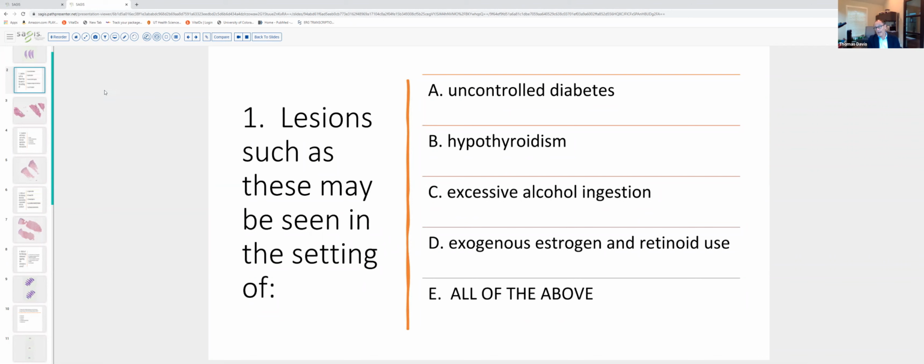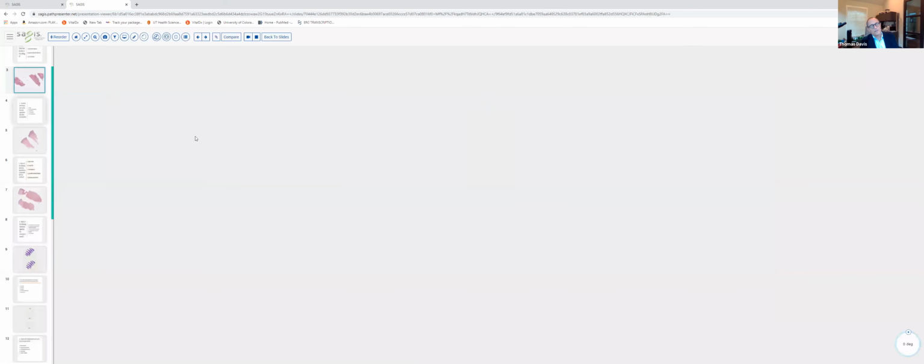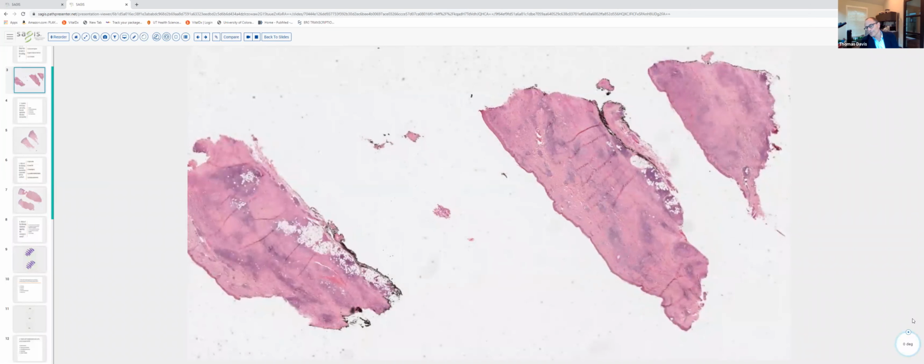Another question they could ask you here would be, in a patient with lesions such as these, the best laboratory test to order would be, and of course you'd want to get a serum lipid profile because these patients almost always have elevated triglycerides. So we'll go ahead and move on to our next case, case number 2.